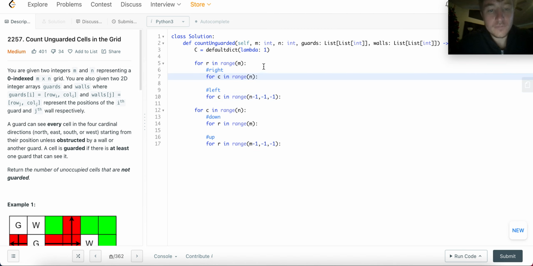Okay? Now, the guards, right, and the walls, the guards and the walls and the smalls and the balls and the talls and the calls.